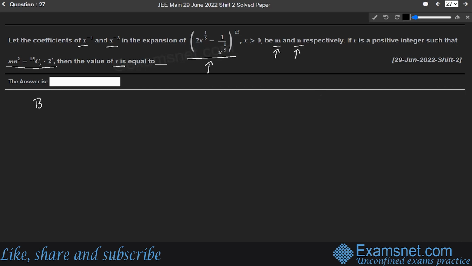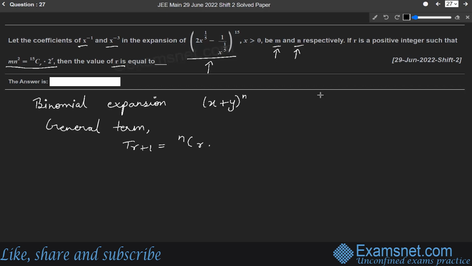So if we have a binomial expansion which is in the form (x plus y) power n, then its general term will be T r plus 1 is equal to nCr multiplied by x power n minus r multiplied by y power r. Here the given expansion is 2 into x power 1 by 5 minus 1 upon x power 1 by 5 whole power 15. The second term is 1 upon x power 1 by 5.